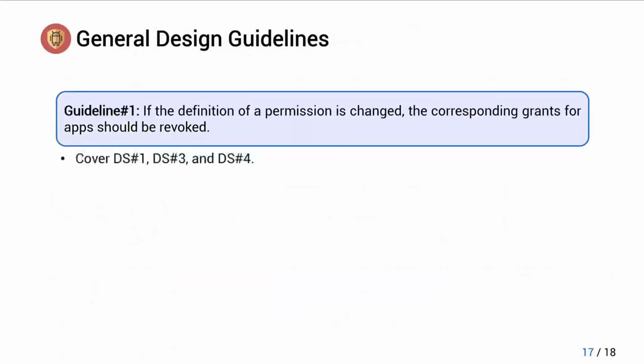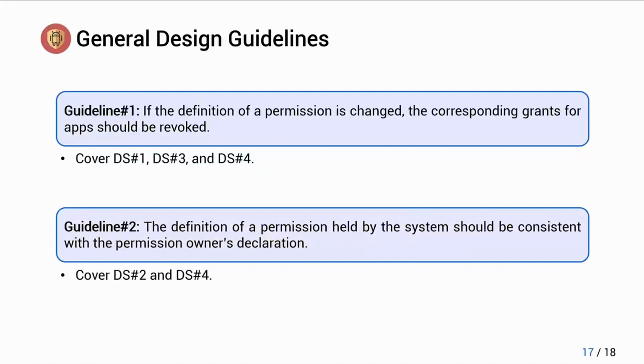After analyzing these flaws, to secure custom permissions, we propose two general guidelines. The first one is that if the definition of a permission is changed, the corresponding grants for apps should be revoked. This guideline can cover shortcomings number 1, 3, and 4. The second is that the definition of a permission held by the system should be consistent with the permission owner's declaration. This guideline can cover shortcomings number 2 and 4.